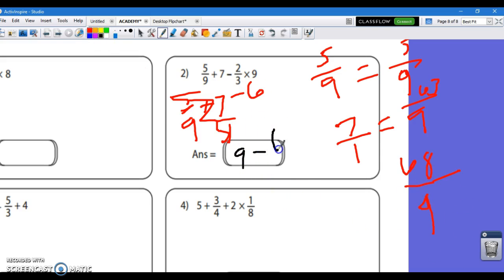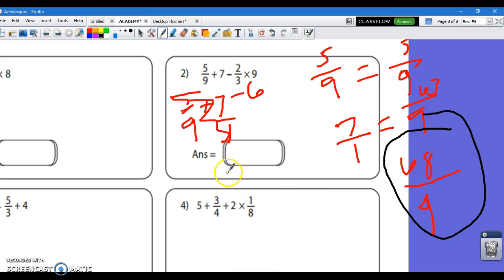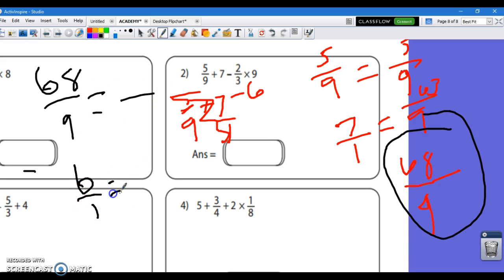subtract 6. You still have 2 whole numbers, don't you? Oh, wait a minute. No, we don't. Back it up, back it up, back it up. That's not a whole number. I was looking at only half of the problem. That's 68 over 9. So really what I have, I'll put it over here. 68 over 9 minus 6. Yeah, you gotta do a matching bottom number thing. Bottom number will be 9.